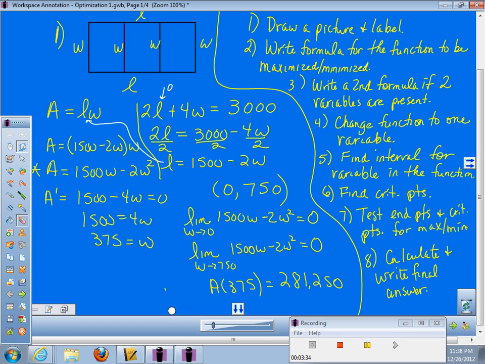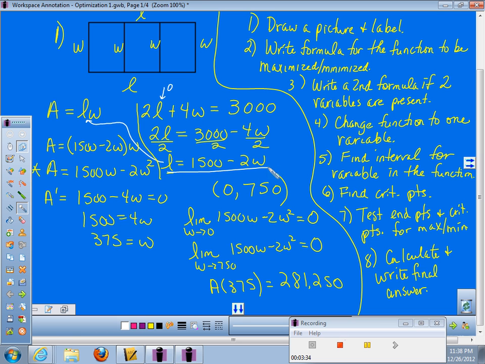And we have now done step 7. However, step 8 is a step that often gets left out. Have we actually answered the question? Did we find out what they wanted us to figure out? So the question was, what dimensions should his perimeter be? Okay, well, we have now figured out the width should be 375. How do I find out what the length should be? Well, usually the best place is to come back up here to where you have the equation where you solved for L in the first place.